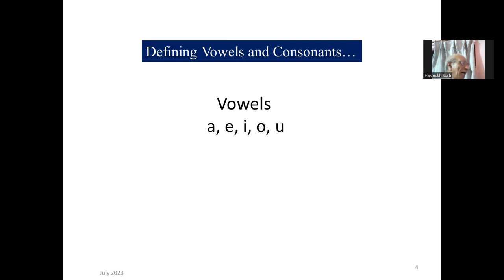Now, vowels are those elements which are independent, beginning from the vocal cord. The vowels pass uninterruptedly without any interference through the mouth and nose. In Gujarati, we call them swara.